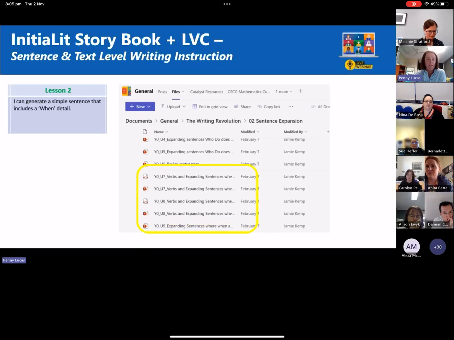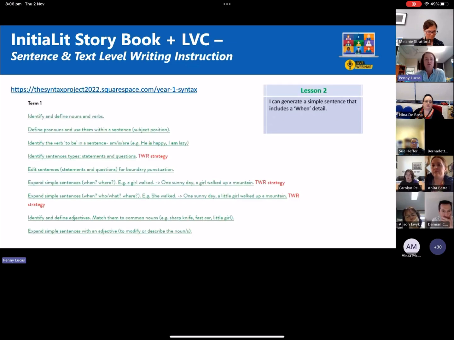Now for lesson 2, it says I can generate a simple sentence that includes a when detail. And there are just so many resources available for this skill and for many others. So these are the Write to Learn resources. You can see that it's sentence expansion, it's a Writing Revolution strategy, adding the when detail, or you can go to the Syntax Project, which recently has uploaded all of its slides onto Oka Education. Here's a fabulous slide deck that you can just use straight away to fulfill that low variance curriculum task.